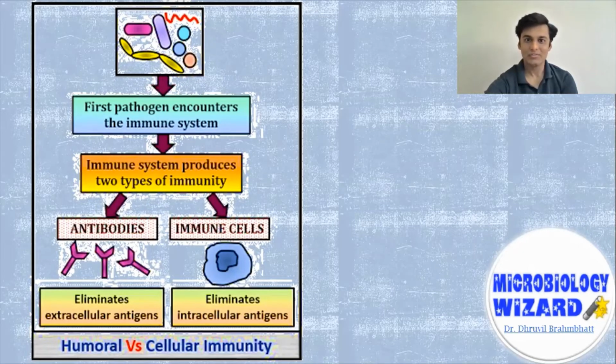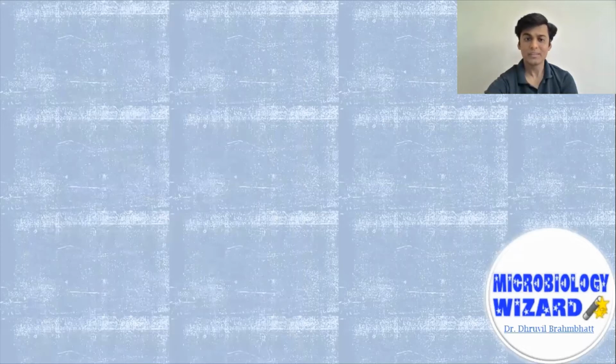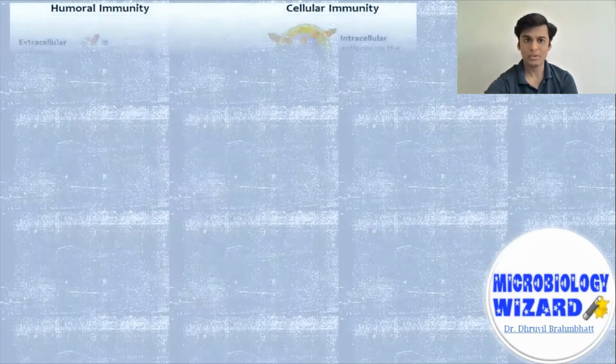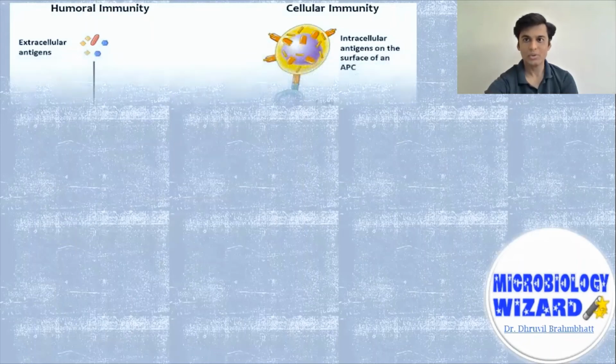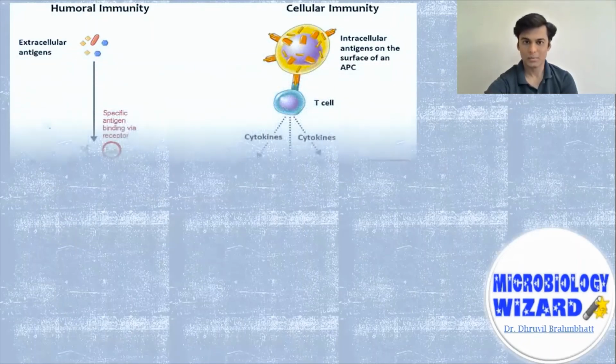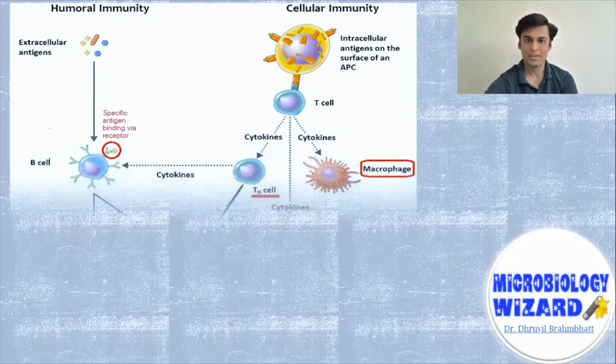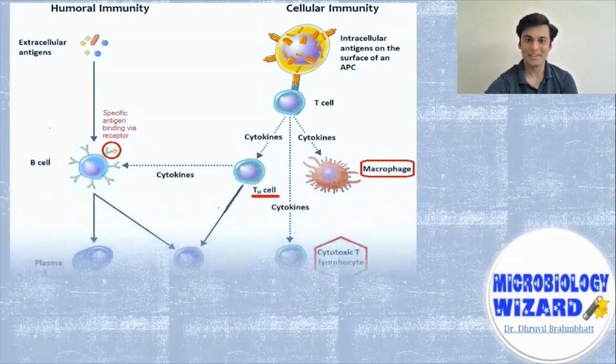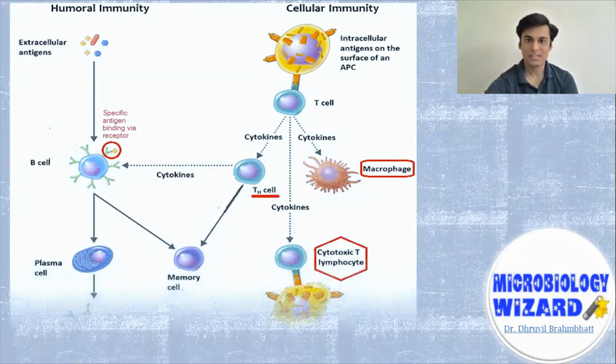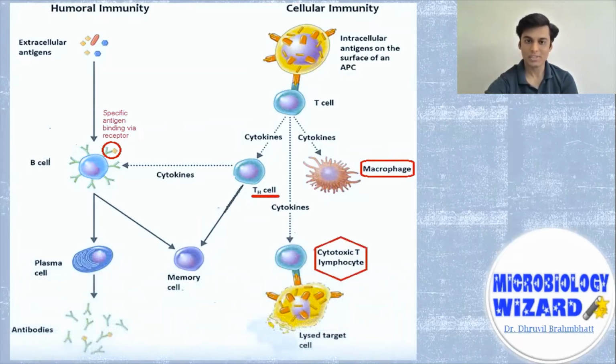Now let's see the action of the mechanism side by side. The most important difference between humoral and cellular immunity is that humoral immunity is antibody mediated, whereas cellular immunity is cell mediated. The second difference is that humoral immunity eliminates extracellular antigens, whereas cellular immunity eliminates intracellular antigens. In humoral immunity, the B cell plays a major role, whereas in cell-mediated immunity, T cells play a major role.